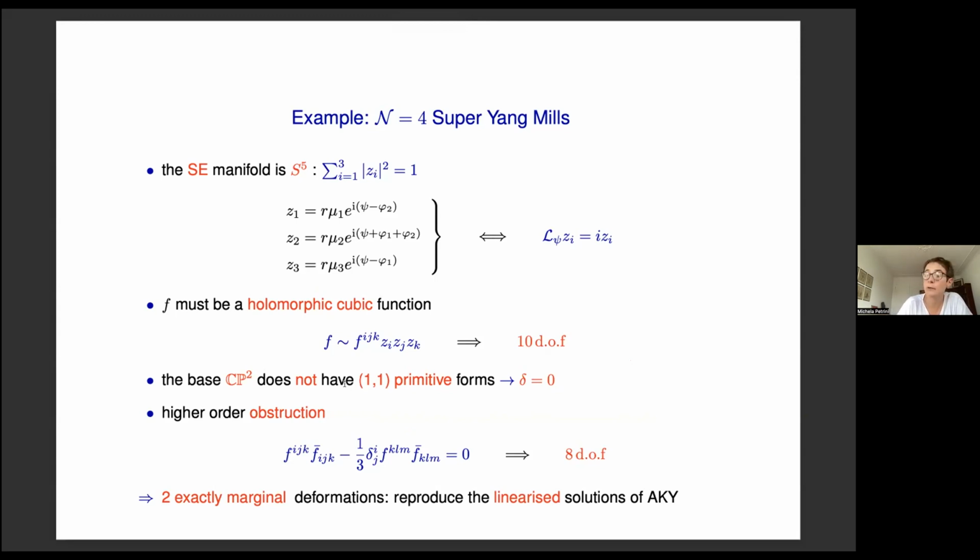And if we compute explicitly, it's very heavy, the X and K corresponding to this deformation, and we compute the physical fields via the generalized metric, we reproduce exactly the solution of Aharony, Kol and Rooz.